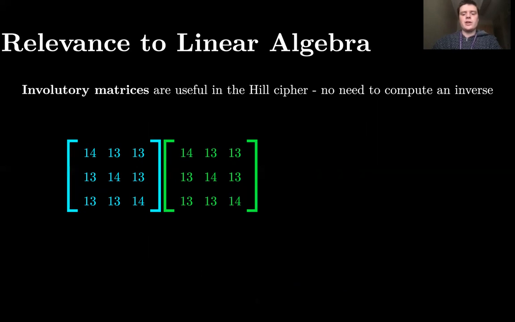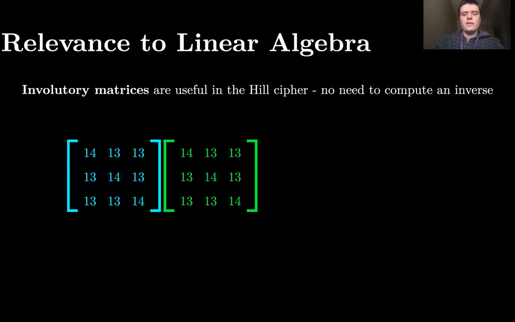Consider this: computing a modular matrix inverse is quite tedious. Wouldn't it be nice if we had a matrix that was its own inverse? Well, this is an example of such a matrix, an involutory matrix.